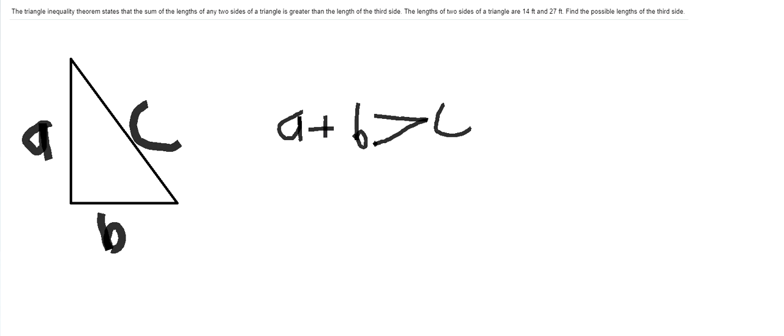That also means that A plus C is greater than B, and B plus C is greater than A.